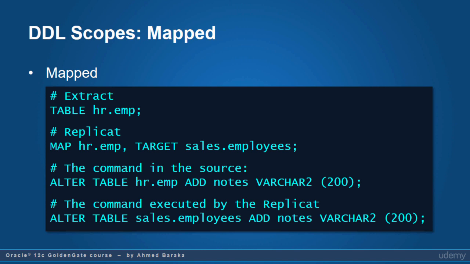When objects are specified in TABLE and MAP statements in the parameter files, they are of mapped scope. This slide is showing an example. We have the imp table defined in the TABLE and MAP statements. If you run the DDL statement alter table hr.imp add nodes in the source database, it will be executed as alter table sales.employees add nodes in the target database.